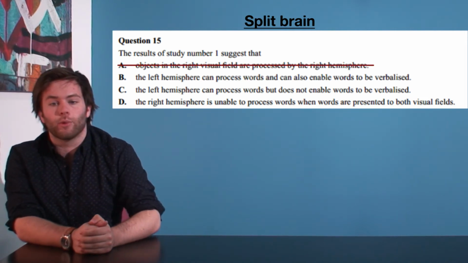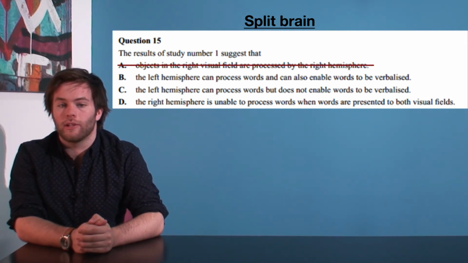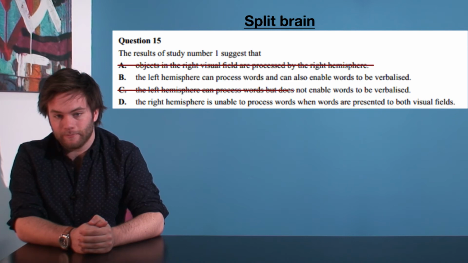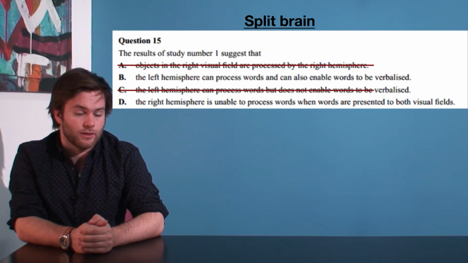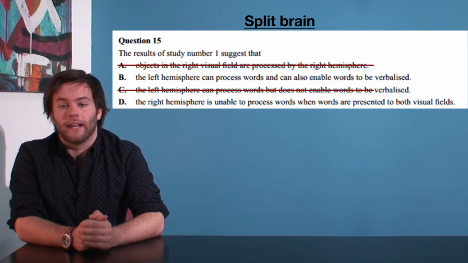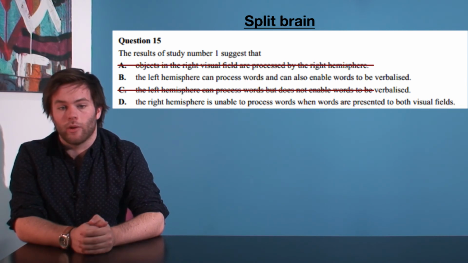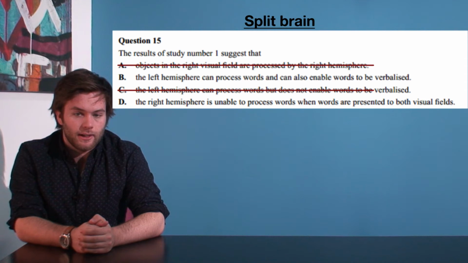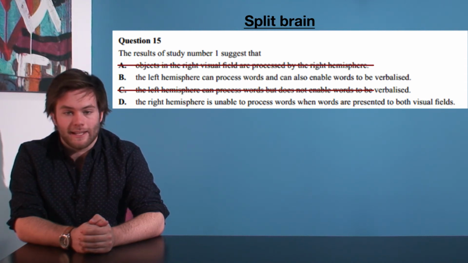We can immediately rule out option A because we know that objects in the right visual field are processed by the left hemisphere, not the right hemisphere. Option C also doesn't look too good because we know that the left hemisphere of the brain does enable words to be verbalized. It says as much in the information provided. That leaves option B and D.